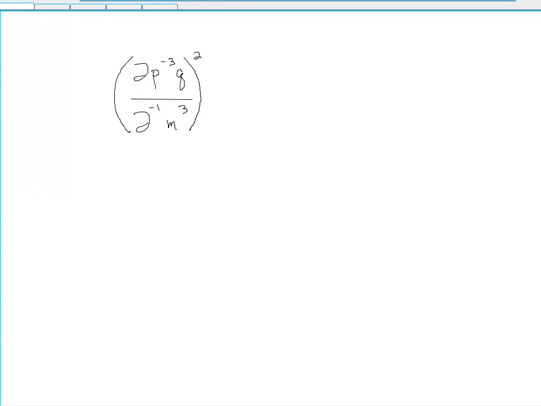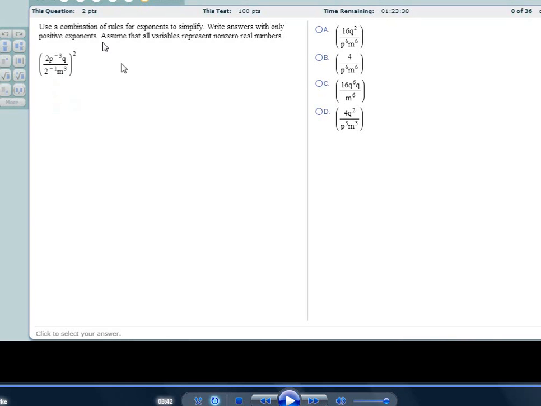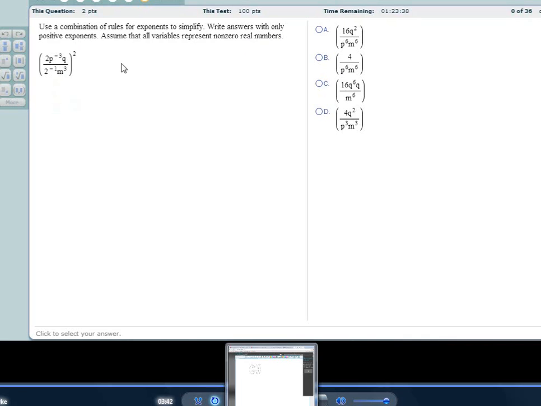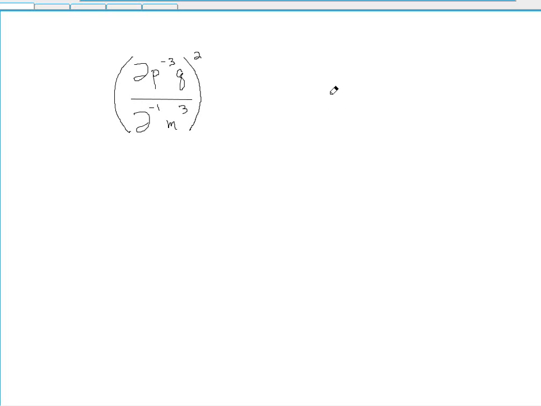Okay, final problem here. Use a combination of rules for exponents to simplify. Remember, there's no order of operations here. Final multiple choice problem. Write your answers with only positive exponents. Okay, so here it is. Notice, again, there's no order of operations. What I would say to do first, it's up to you.